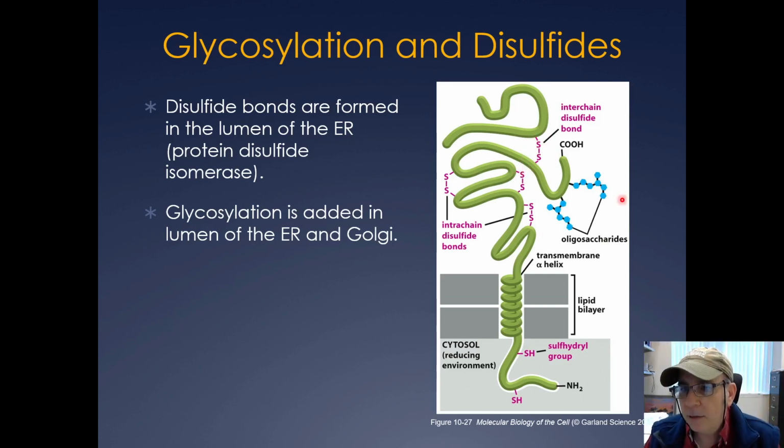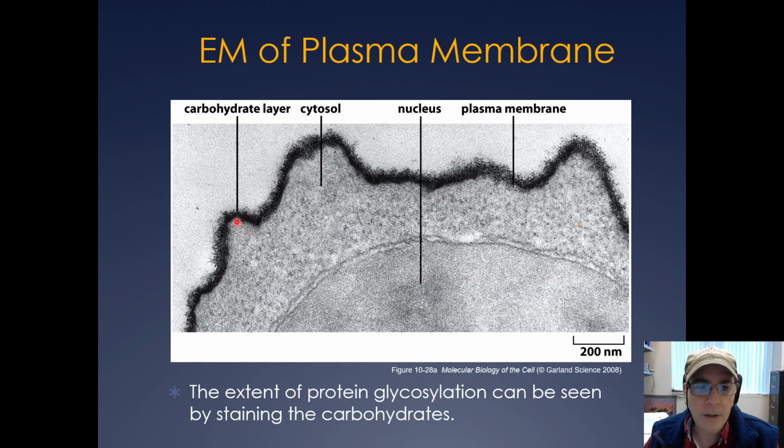Now, this glycosylation, these oligosaccharides, actually creates a carbohydrate layer on the plasma membrane of the cell, on the extracellular surface of a cell. Okay, and so here, if you stain the carbohydrates, you can see the extent of protein glycosylation that's on the outside of the plasma membrane. Here's the cytosol, and here's the nucleus.